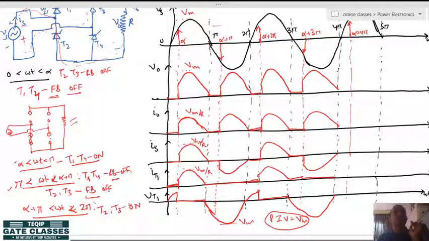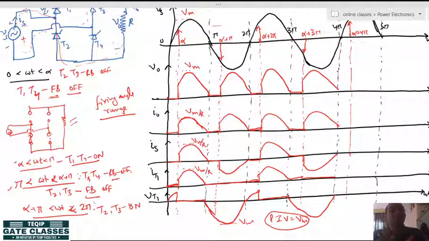Now, one more question that comes with the full wave is, what is the firing angle range? Firing angle range means from which value to which value your device will remain forward biased so that you can fire it. That defines the firing angle range. Alright, it is not necessary that the firing angle range will always remain 0 to pi. No, the firing angle range will remain from that point where the thyristor will start to be forward biased and will remain forward biased till that point.